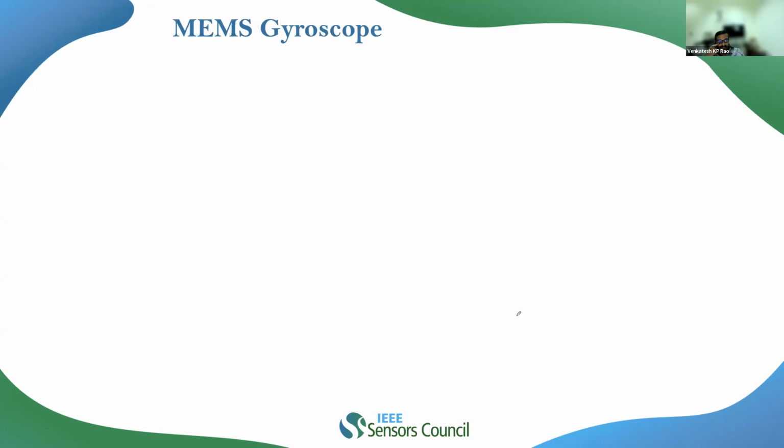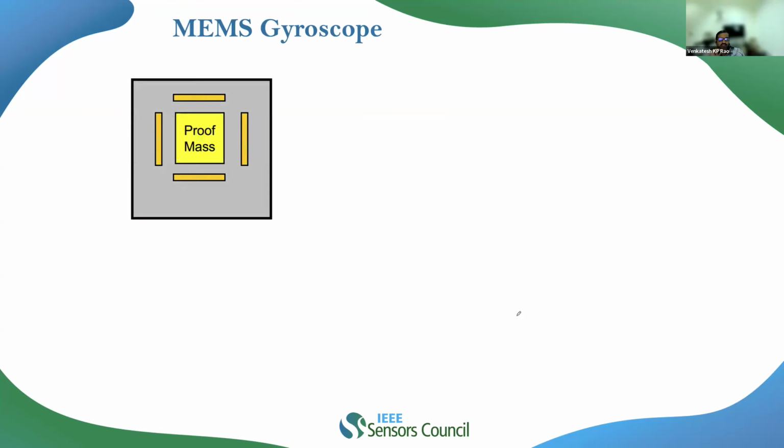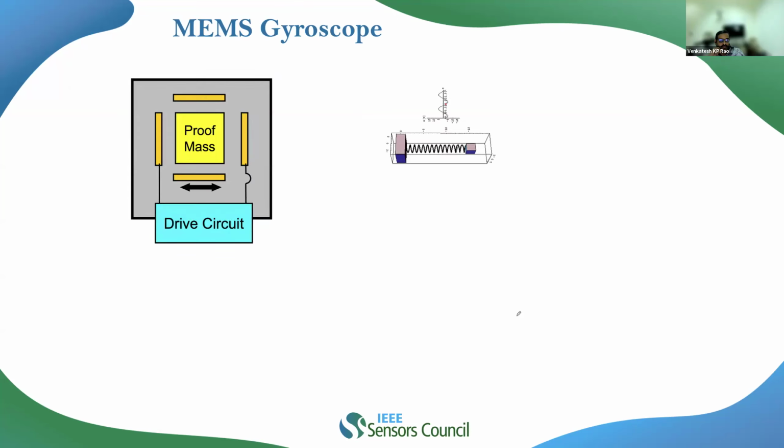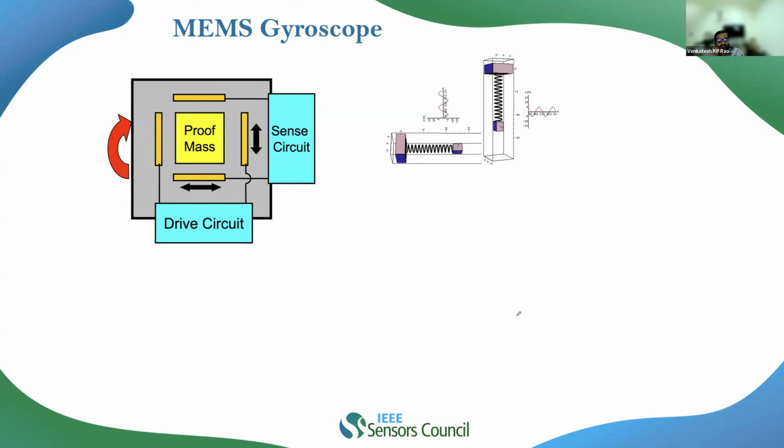So consider a MEMS gyroscope. What is there in case of a MEMS gyroscope? It consists of a proof mass suspended with the help of a set of beams, which is driven with the help of a drive circuit, so it starts to vibrate in the drive direction. Now, when there is an input angular rate signal, then there is a Coriolis force. The structure starts to vibrate in the sense direction, which is sensed with the help of a sense circuit.